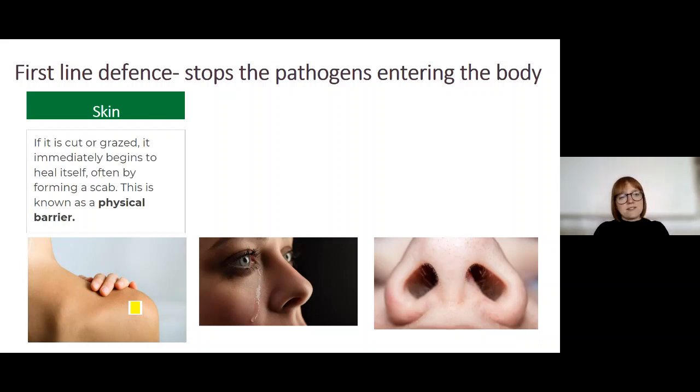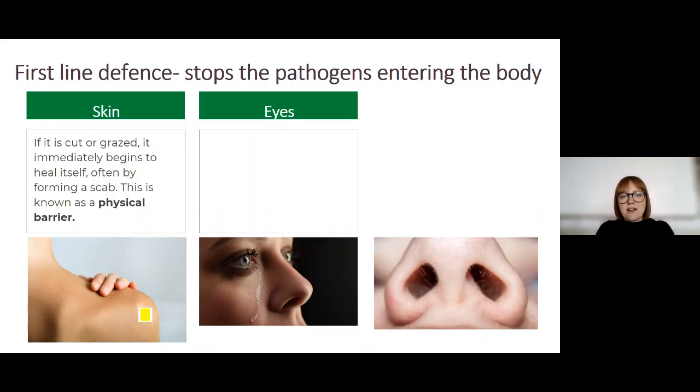Now, if we think about our skin, I'm sure everybody has had a cut or a graze on their skin. The cut or graze will immediately start to heal itself. So platelets, which you looked at in year 10, will start to accumulate at the site, and then eventually they will form a scab. Now, the skin itself is known as a physical barrier. It's one way that the body tries to stop microorganisms from getting into our body in the first place.